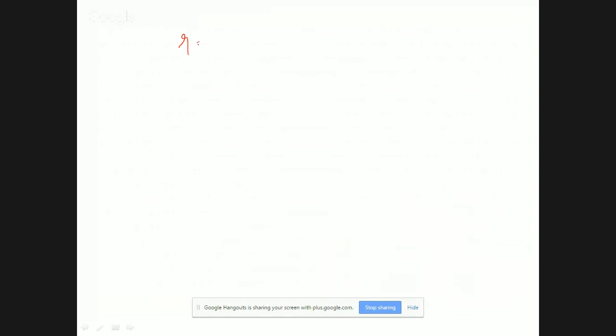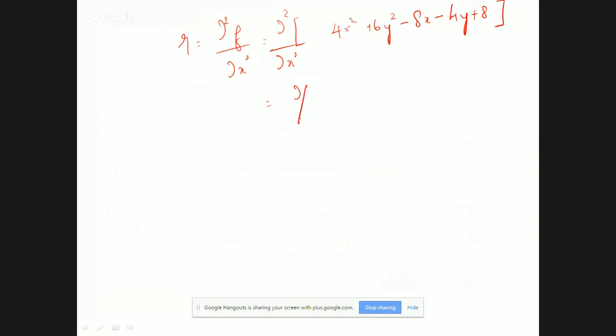Let me find R. R is ∂²f/∂x². Now my function is, what is that function? 4x² + 6y² − 8x − 4y + 8. So for first order differentiation, first you do ∂/∂x of 4x² + 6y² − 8x − 4y + 8.